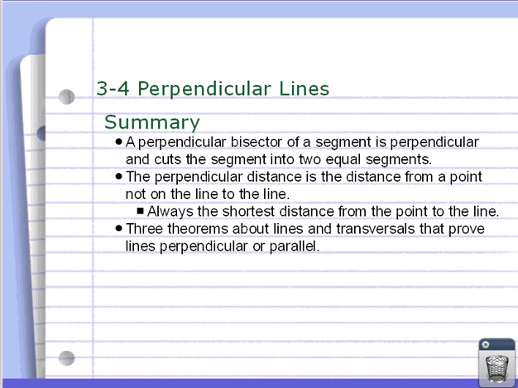So that concludes our lesson. What's our summary? First, a perpendicular bisector of a segment is perpendicular and cuts the segment into two equal segments. Secondly, a perpendicular distance is the distance from a point not on the line to the line. And remember, it's always the shortest distance from the point to the line. And then lastly, we had 3 theorems about lines and transversals that prove lines are perpendicular or parallel.